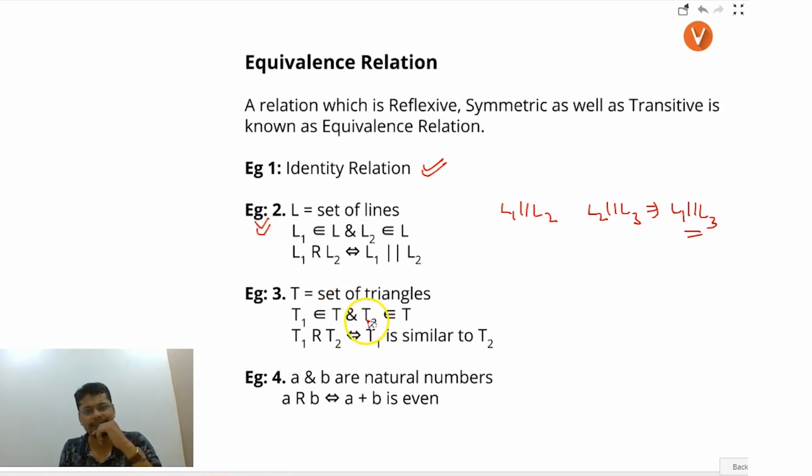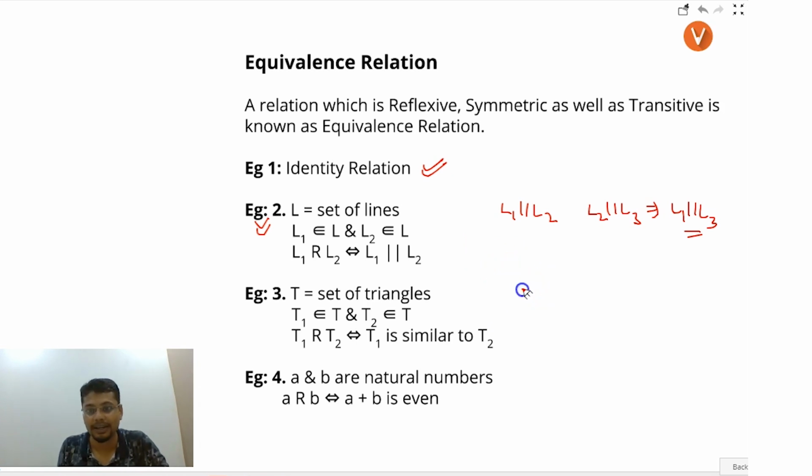What about the set of triangles, where T1 and T2 belong to this set of triangles? T1 is related to T2 if and only if T1 is similar to T2. That means T1 and T2 are similar triangles. Now, a triangle would be similar to itself. In fact, it would be congruent, so it would definitely be similar to itself. All right. If T1 is similar to T2, T2 is also similar to T1. So it is symmetric, right?